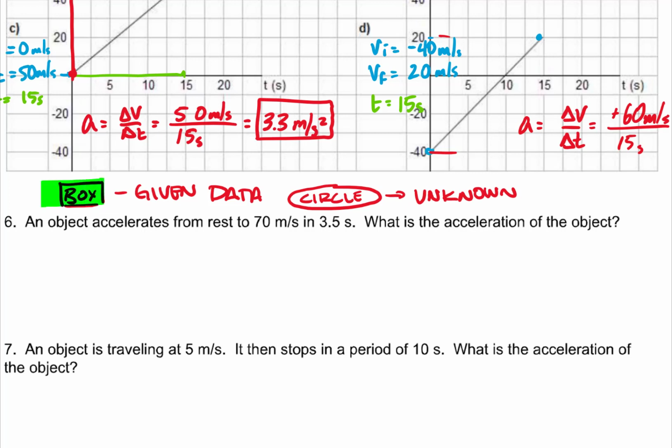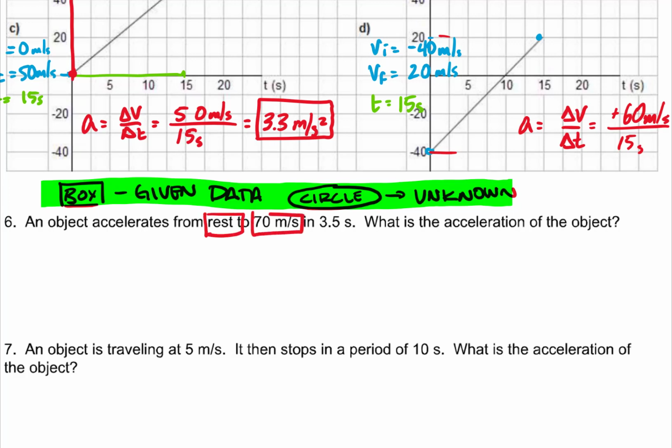That's how I want us to go through problems. Right now, we're just going to box our given data and we're going to circle our unknown data. So let's go through this first one. An object accelerates from rest to 70 meters per second in 3.5 seconds. So I've got 3 pieces of information right away. Then I want to know what is the acceleration of the object.